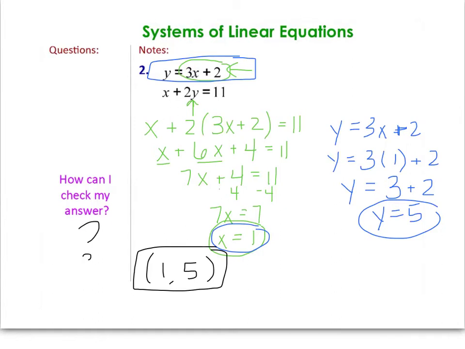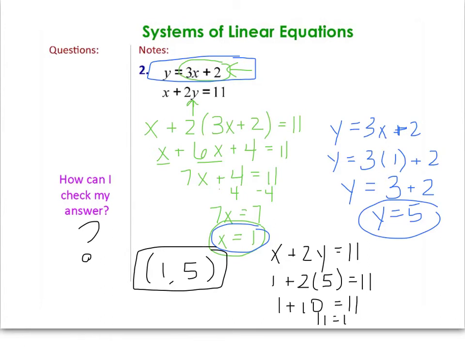Well, how can I check my answer? I can put 1 in for x and 5 in for y in either one of my equations. Let's use equation 2, which is x plus 2y equals 11. Well, I have 1 for x plus 2 times 5 for y equals 11. Well, 1 plus 10 equals 11. Does 11 equal 11? Yep. So this is my answer, that point, 1, 5.